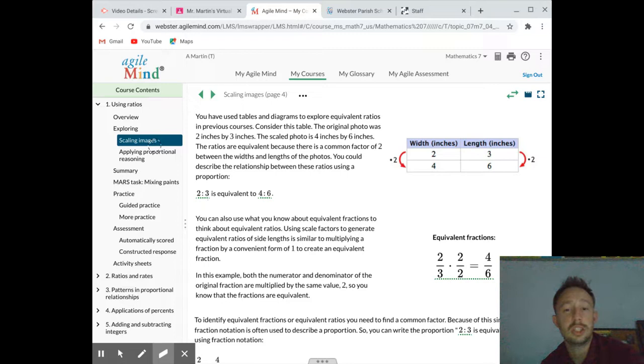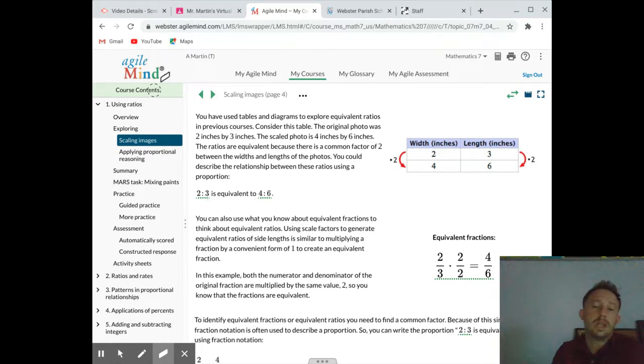So the ratios are equivalent because there is a common factor of 2 between the widths and the lengths of the photo. And so we can describe the relationship between these ratios using a proportion. So we say that 2 to 3 is equivalent to 4 to 6. All right? So if you look over on the right-hand side where it says equivalent fractions, it shows that 2/3 being multiplied by the scale factor 2 is equal to 4/6.